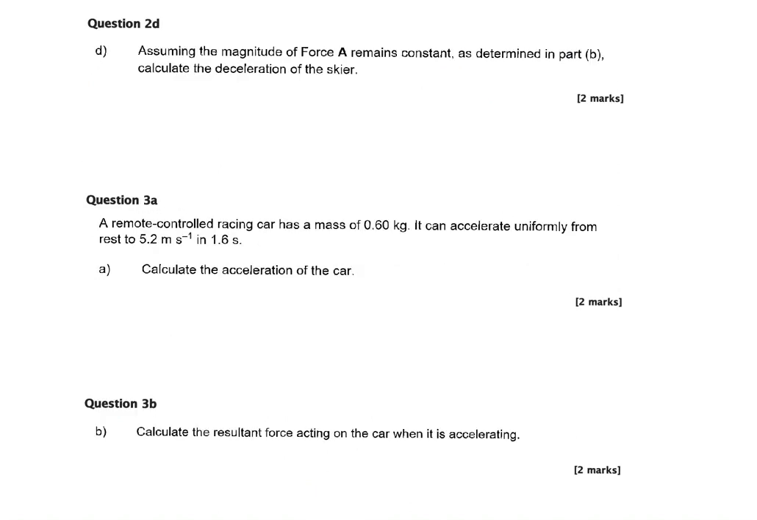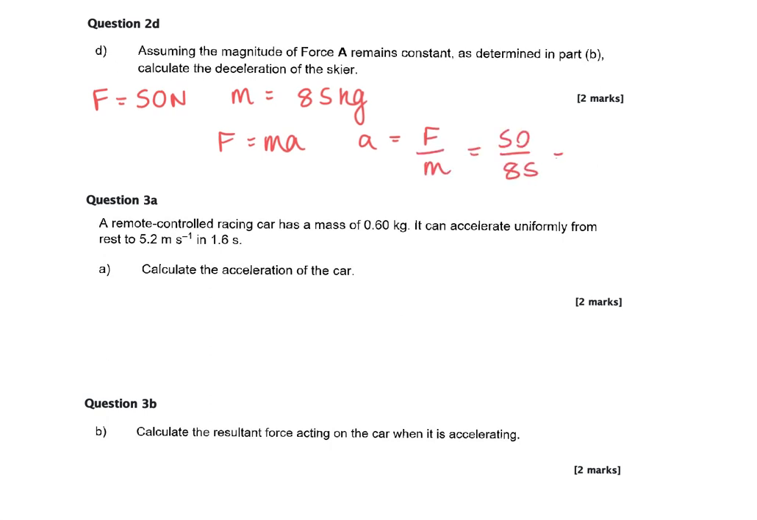Assuming the magnitude of force A remains constant as determined in part B, calculate the deceleration of the skier. So force A, we worked out earlier, was 50 newtons. We know his mass from earlier was 85 kilograms, so we're just going to use F equals ma, rearrange it, acceleration is force divided by mass, to work out his acceleration. Obviously this is going to be a deceleration because he's slowing down, but it's still the exact same sum. So his deceleration is going to be 0.59 meters per second squared.